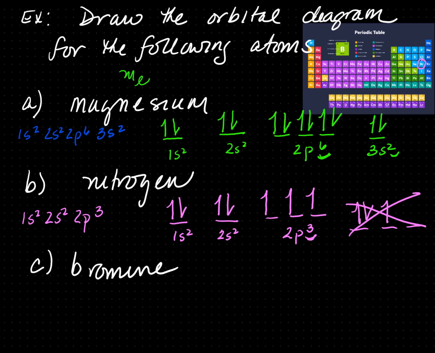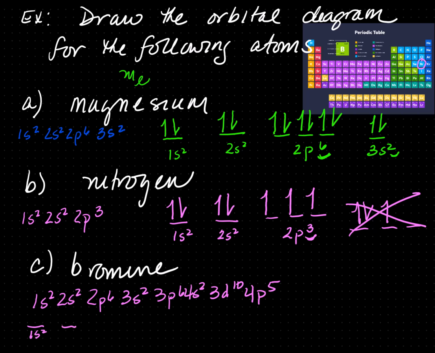Bromine is located in the halogens. Its configuration is 1s2, 2s2, 2p6, 3s2, 3p6, 4s2, 3d10, and then 4p5. So 1s has one orbital, 2s has one orbital. All p's have 3 orbitals. 3s, since it's an s, has 1 orbital. 3p, again, since it's a p, has 3 orbitals. 4s, since it's an s, has 1 orbital.